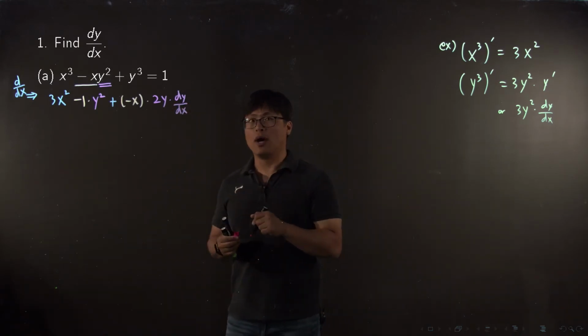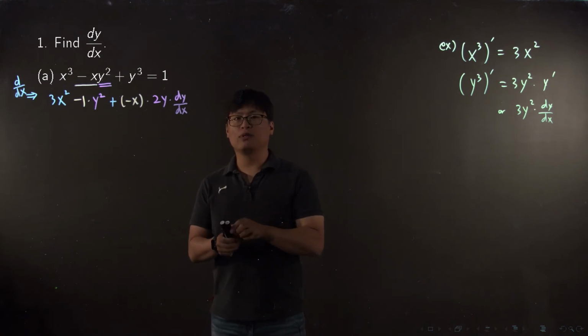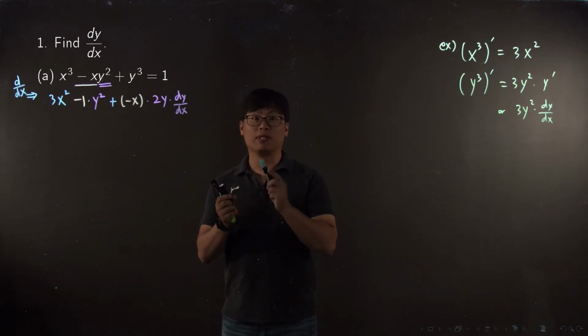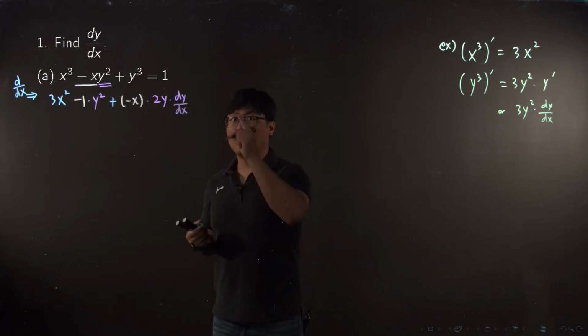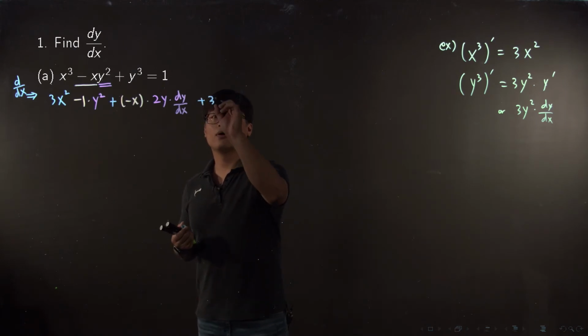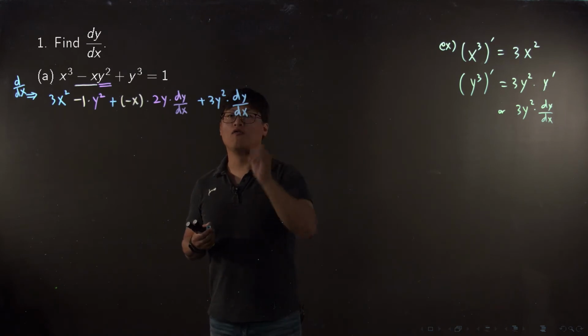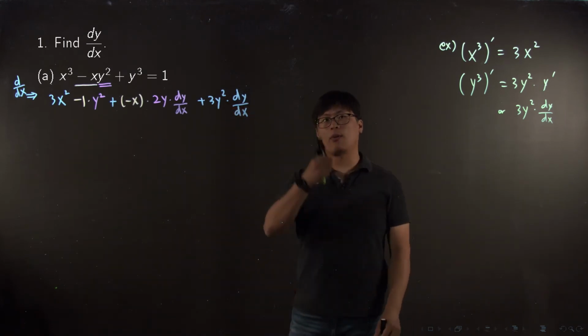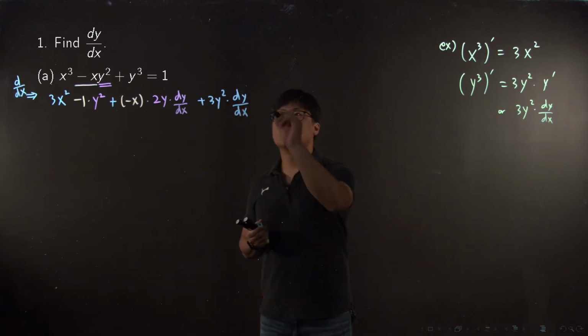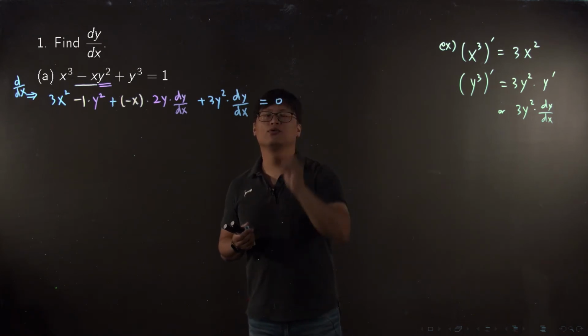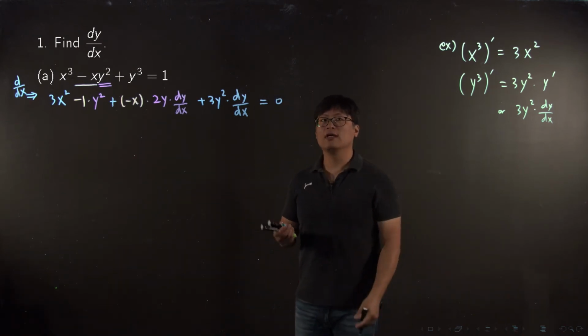What about the third term, y cubed? When you think about implicit, it must be chain rule, right? 3y squared, and don't forget you have to multiply by dy over dx. And what about the right-hand side? It is a constant. Constant prime is no matter what equal to 0. That's it.